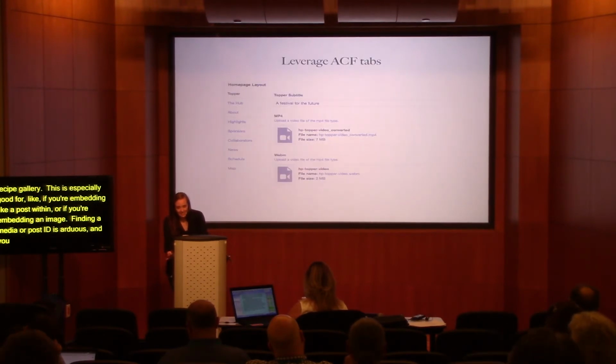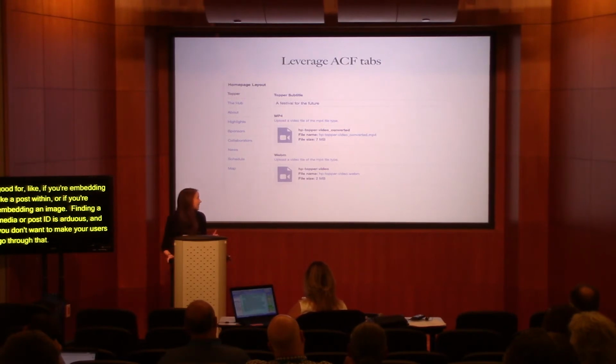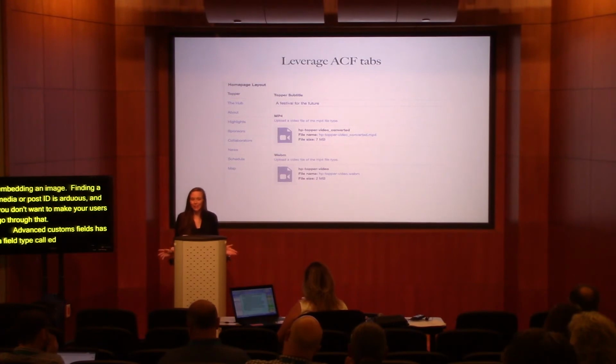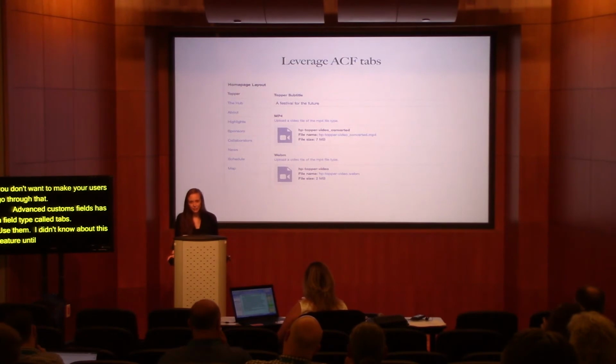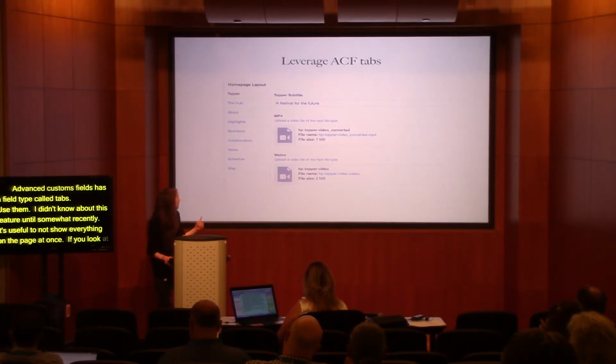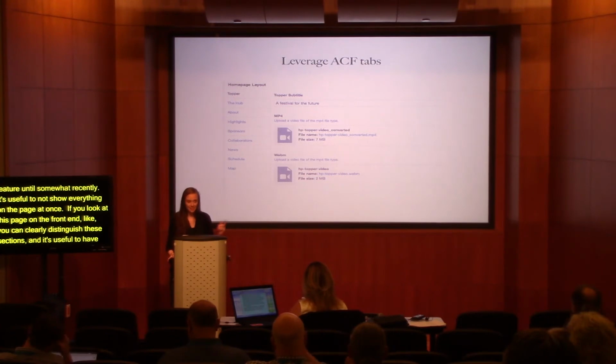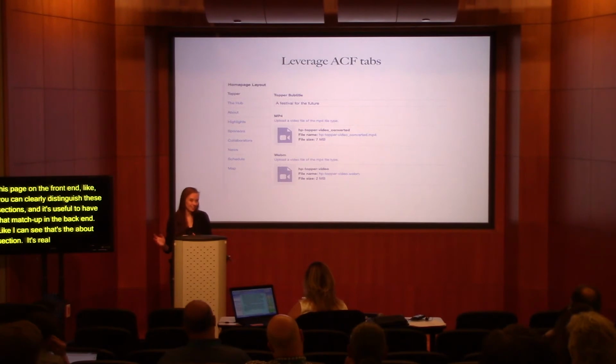Second thing, I know this seems almost too obvious, but Advanced Custom Fields has a field type called tabs. Use them. I didn't know about this feature until somewhat recently, and now I'm crazy about it. It's really useful to not show everything on the page at once. If you look at this page on the front end, you can clearly distinguish these sections, and it's useful to have that match up in the back end, to be like, oh, I can see that that's the About section. It's really easy to find the field that I actually need to update to get where I'm going.